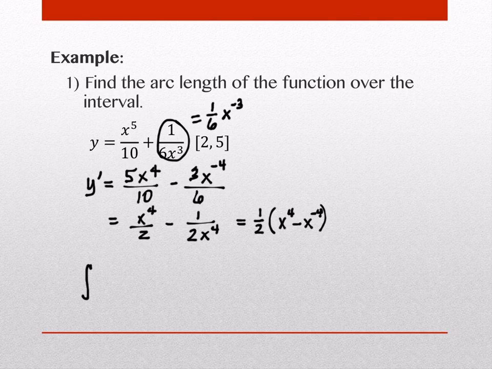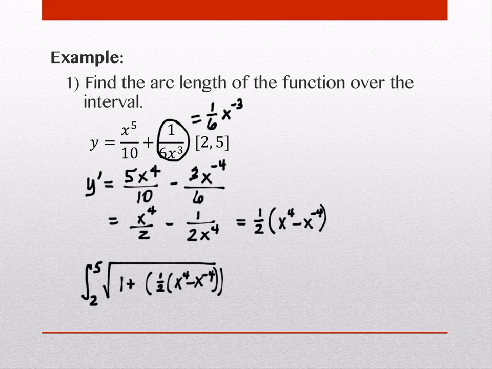We've got our integral, and it gives us our limits of integration. It says 2 to 5, so we've got that piece. And then we're supposed to take the square root of 1 plus. So this is 1/2. And then I have x to the 4th minus x to the negative 4th. And all of that's squared dx.